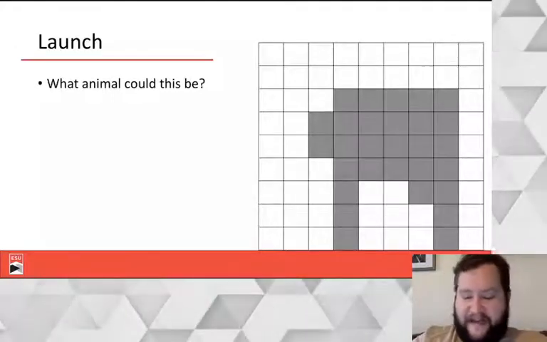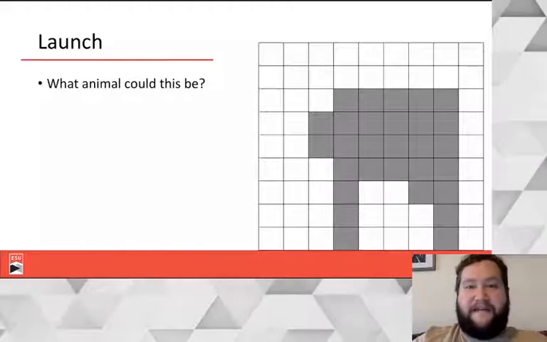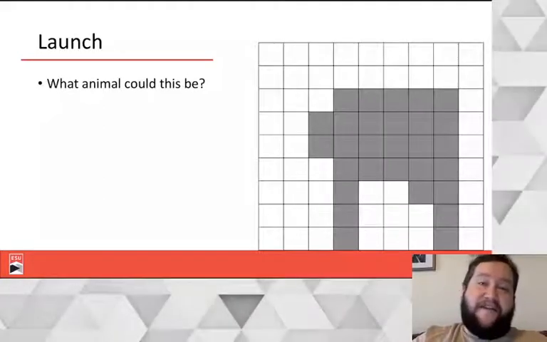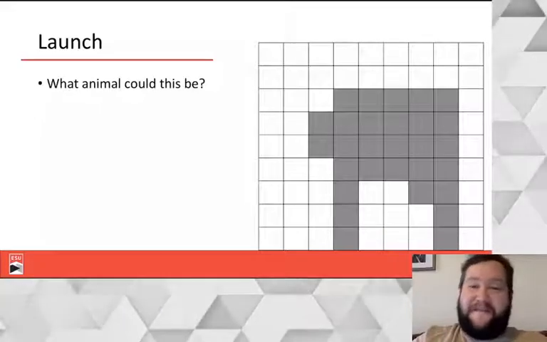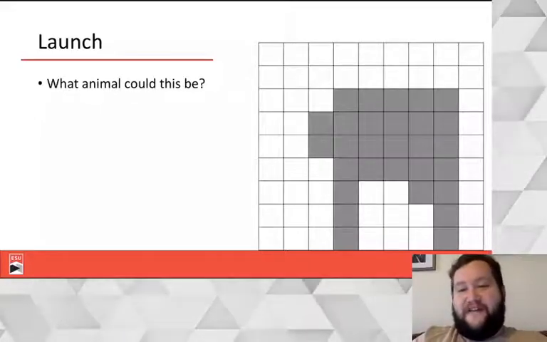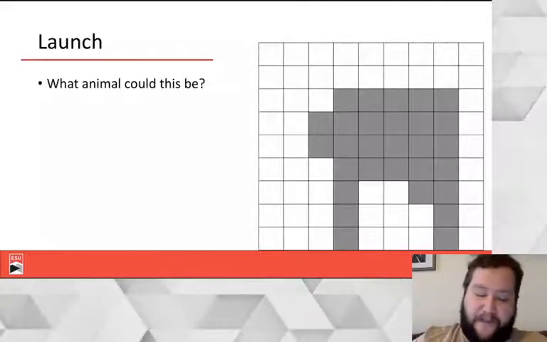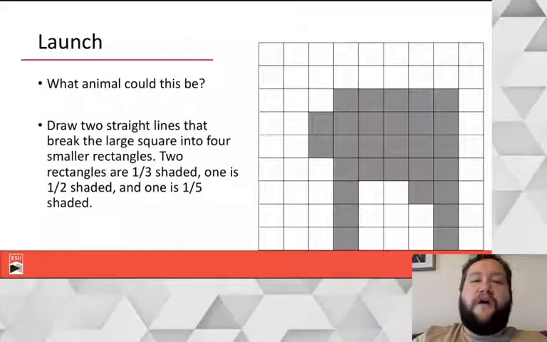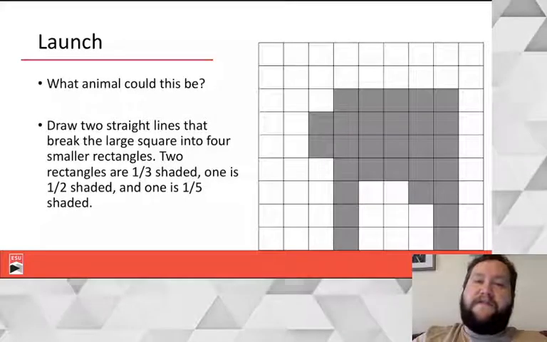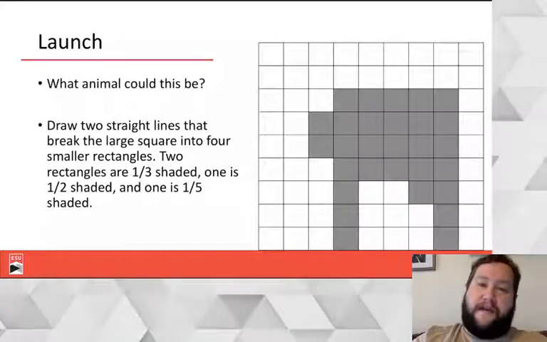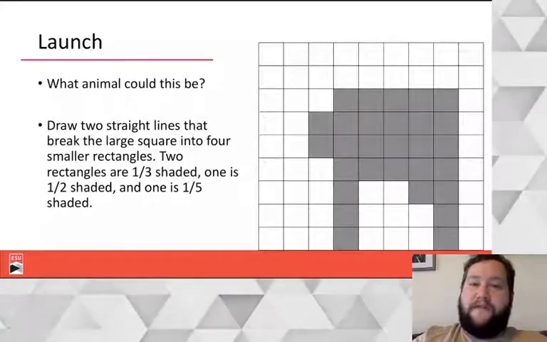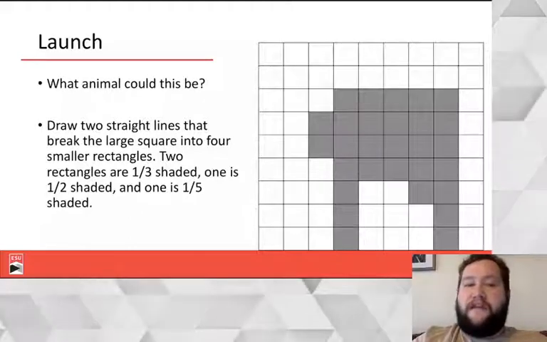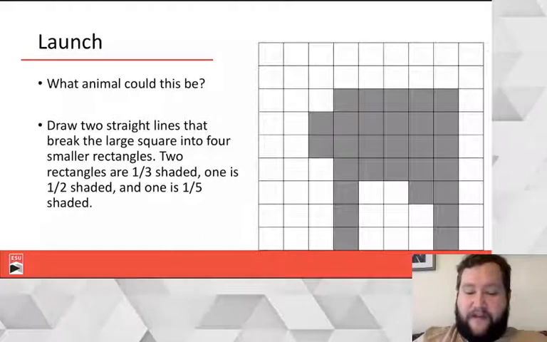So we look at that, I don't know, maybe it could be a pig. Maybe it could be a cow. I honestly don't have an answer to what animal this could be. So if anyone figures it out, go ahead and send me an email and let me know. But the instructions are: draw 2 straight lines that break this large square into 4 smaller rectangles. 2 rectangles should be 1/3 shaded, 1 should be 1/2 shaded, and 1 should be 1/5 shaded.